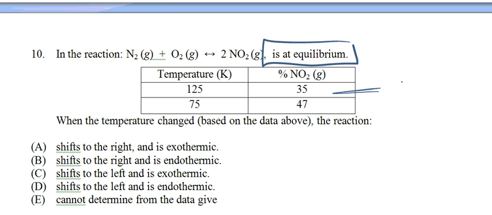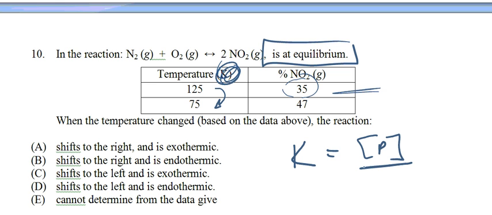When the temperature changed, it went from 125 to 75. There was a change in the amount of product, and this should be predicted. We should know that there will be a change in the amount of the reactants and the products if the temperature changes. The reason why? When the temperature changes, the constant changes. So our K will change. Not our Kelvin, but our equilibrium constant, the products over the reactants. That value changes when the temperature changes. Always. There's no ifs, ands, or buts about this.